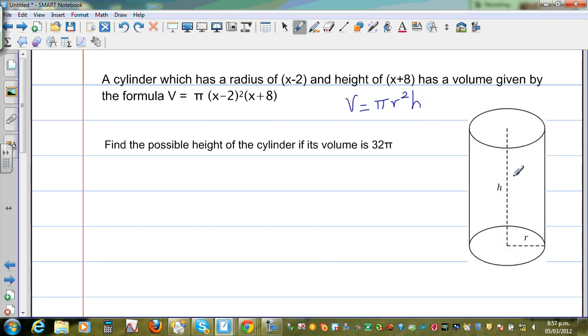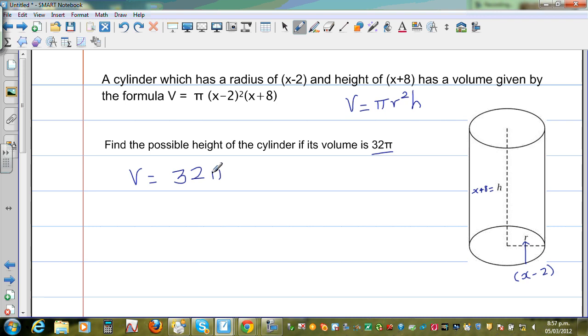I Googled this. So the height is given to be x plus 8, and the radius is x minus 2. What they're asking us is to find the possible height of the cylinder if its volume is 32 pi. So V is given to be 32 pi.